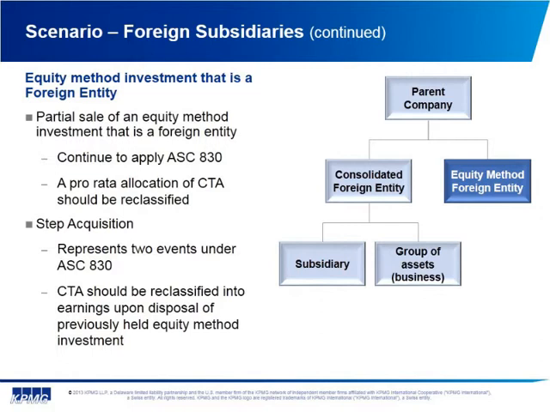Topic 830 will continue to apply to partial sales of equity method investments which require a pro rata allocation of the CTA to be reclassified into earnings. The task force concluded that step acquisitions represent two events, the sale of an equity method investment and then the simultaneous acquisition of a controlling financial interest in a foreign entity. And thus CTA related to the equity method investment should be reclassified into earnings upon disposition of the original equity method investment.